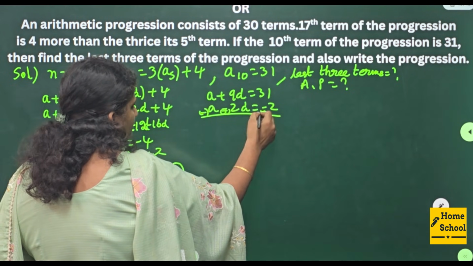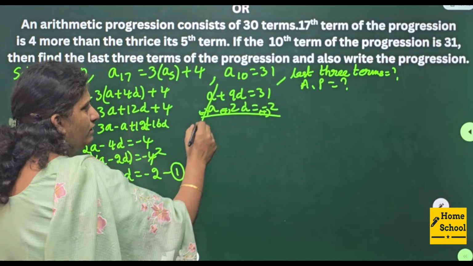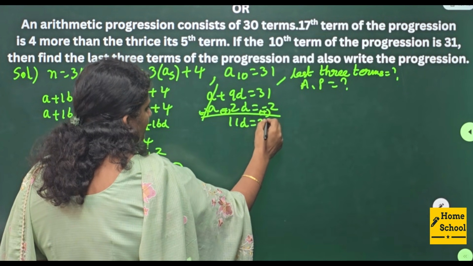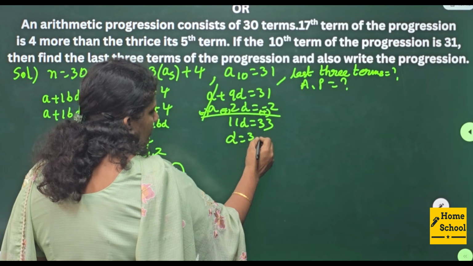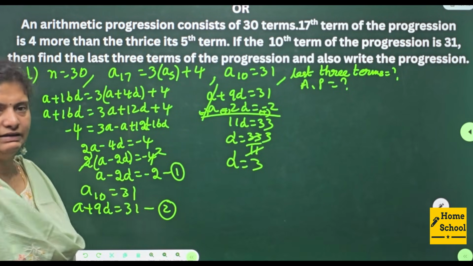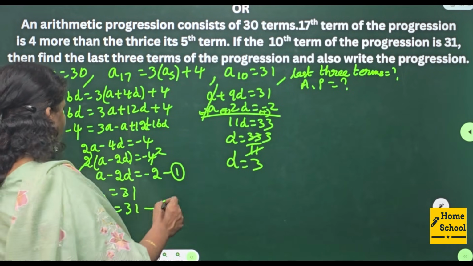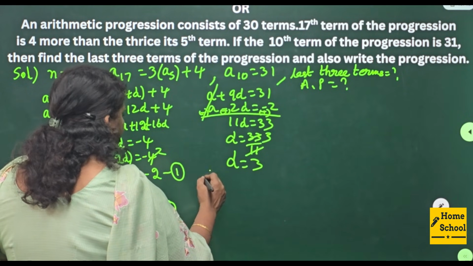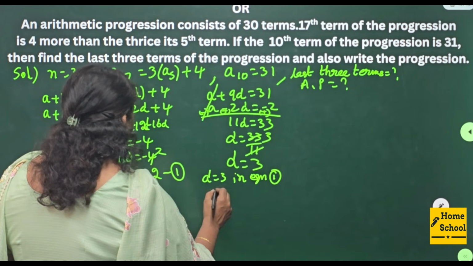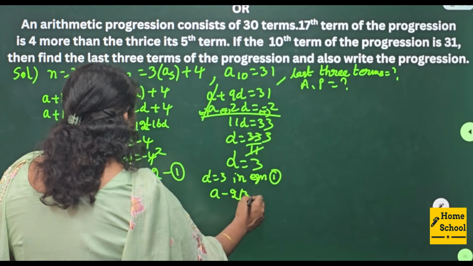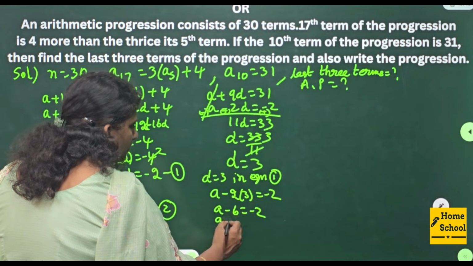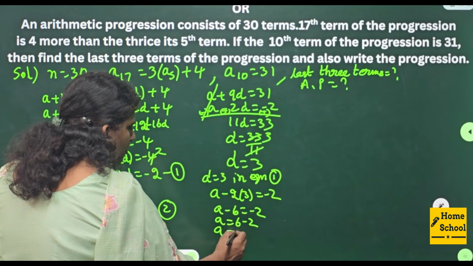Change sign. A minus A cancel. 9 plus 2 will be 11D. 31 plus 2 will be 33. D is equal to 33 by 11. 11 3s are 33. Therefore, the common difference is 3. This D value substitute in any one. Let me take D equal to 3 in equation 1. A minus 2 into 3 equal to minus 2. A minus 6 equal to minus 2. A equal to 6 minus 2, A is equal to 4.